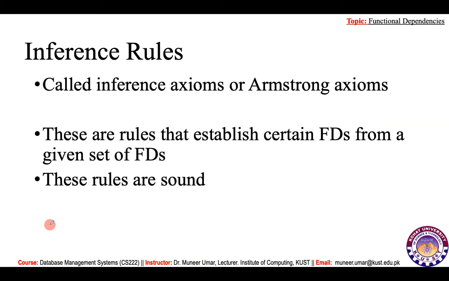Then we have inference rules. These rules are called inference axioms or Armstrong axioms. These are rules that establish certain functional dependencies from a given set of functional dependencies. Actually, now these dependencies are of different types, so we can specify the type with the help of these rules, and we can also expand these functional dependencies, and we can get some new functional dependencies with the help of these rules.